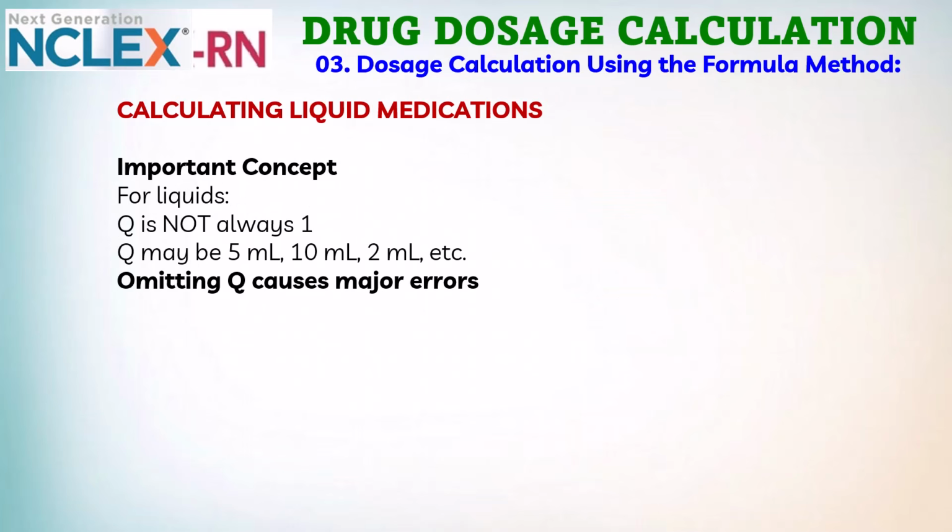Let's go to calculating liquid medications. Liquids are where students make mistakes. So what is important here is that Q is not always 1. It might be 5 milliliter, 10 milliliter or 2 milliliter.